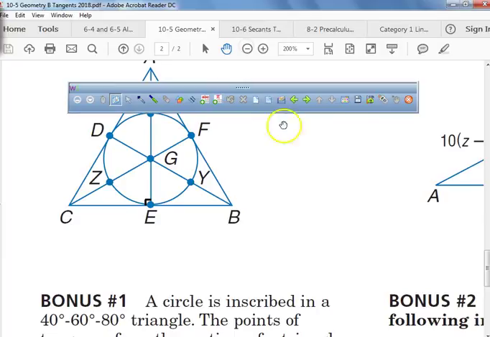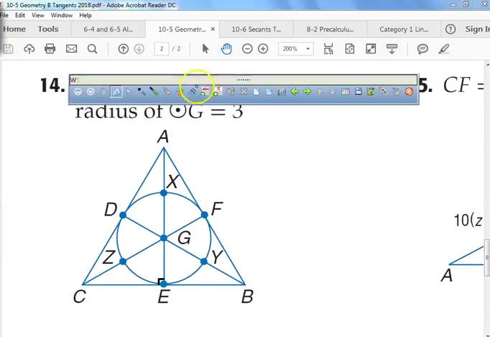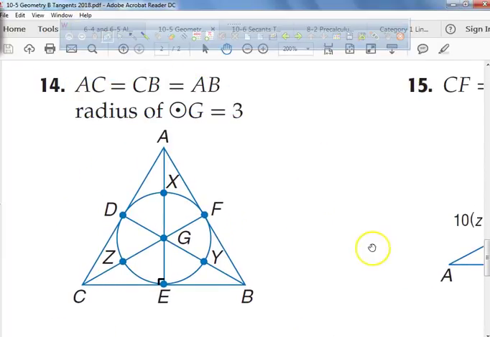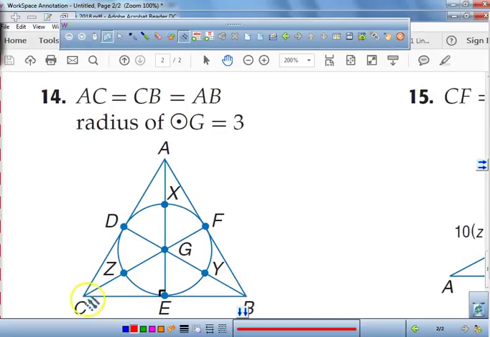Zoom out a little bit. All right, problem number 14. You are trying to find the perimeter of this triangle. That's what you're trying to find. Now, the hint is this.